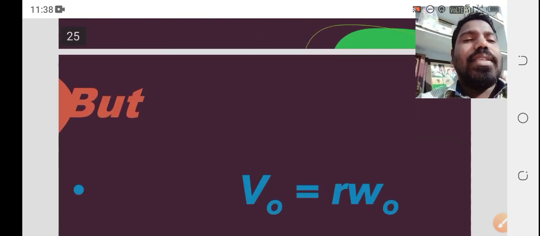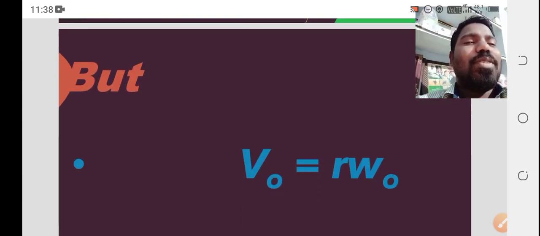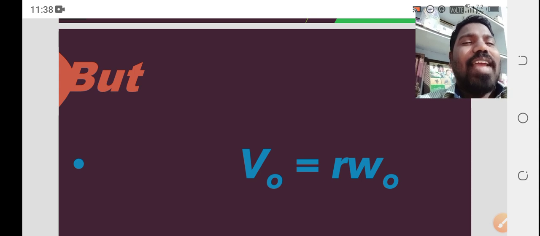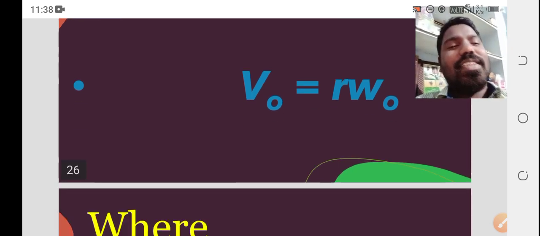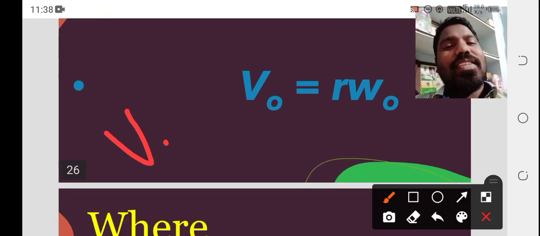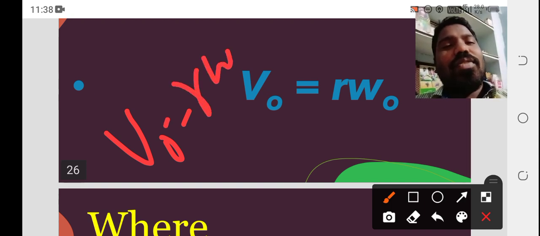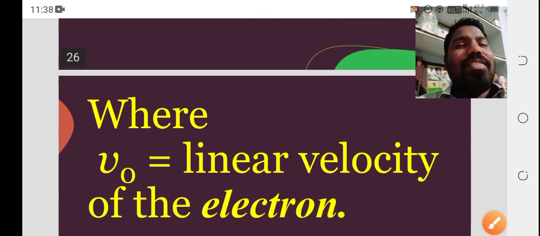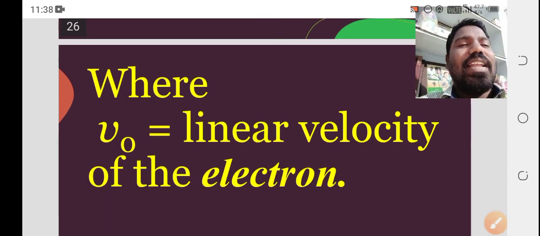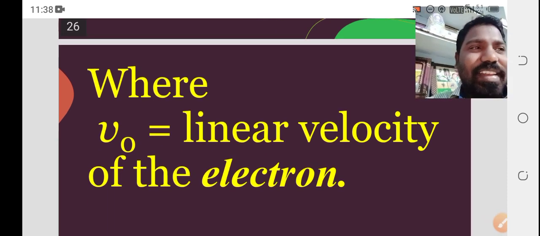But here what is v? v is nothing but the linear velocity, sorry, which can be considered as r omega naught, where omega naught is the angular velocity. v naught is considered as r omega naught, where v naught is the linear velocity of the electron.